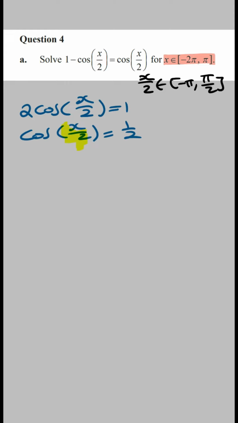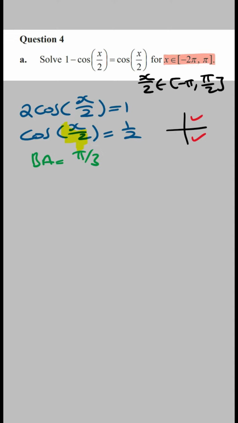The next step is to find the base angle. Cos of what angle is going to give us a half? And so the base angle is going to be pi on 3, since cos of pi on 3 is equal to a half. Next, we need to identify the quadrants. Cos is positive in the first and in the fourth quadrants.